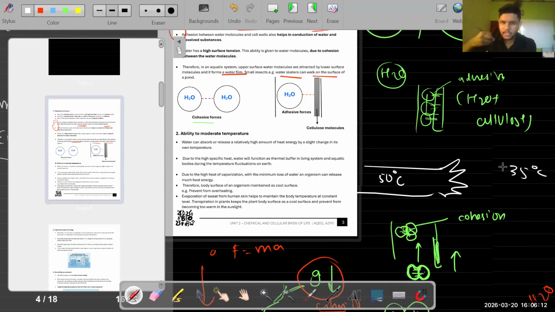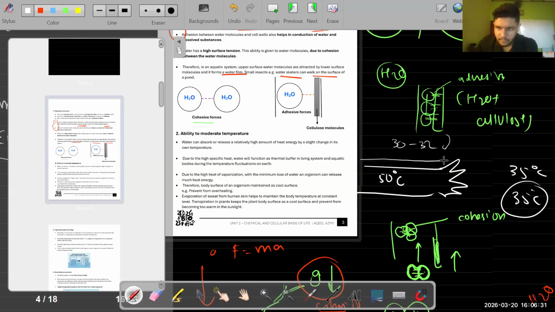So the water that is present in the human body is also maintained at that temperature, 35 degrees Celsius. But compared to that water, the sweat that is secreted will be a bit cooler. It will be something like 30 or 32, right? It is cooler. So it has slightly changed the temperature from 35 to 32 or 30. But it drastically changes the human body temperature from 50 to 35. See, by slightly changing its own temperature, water can absorb or release a high amount of energy.